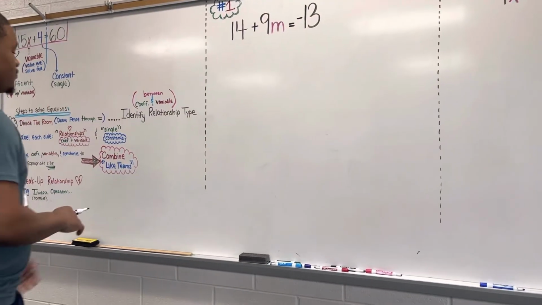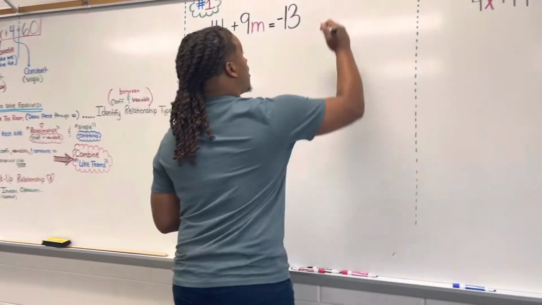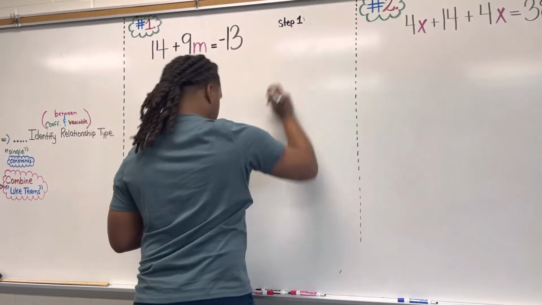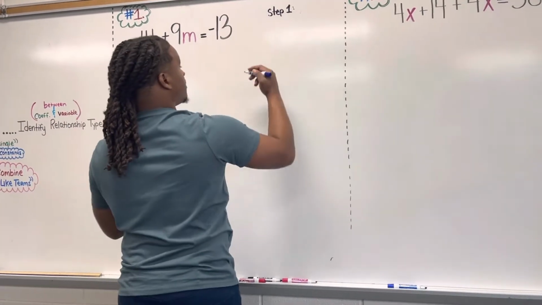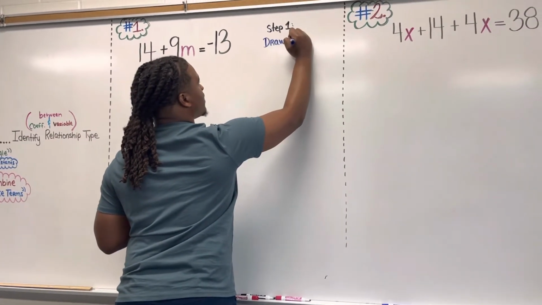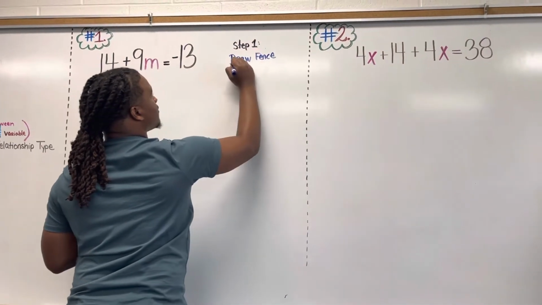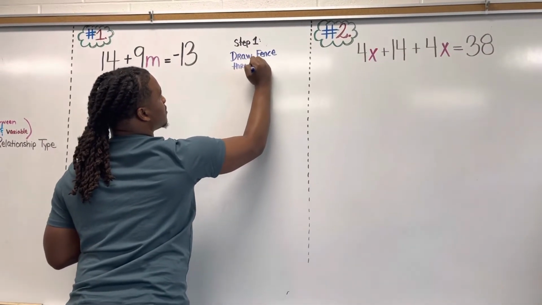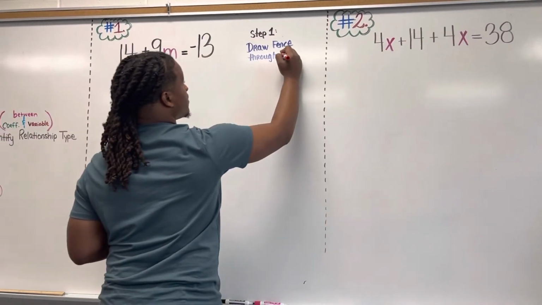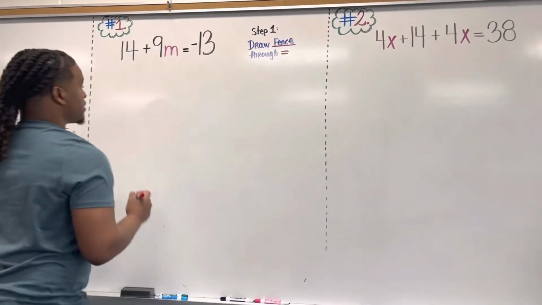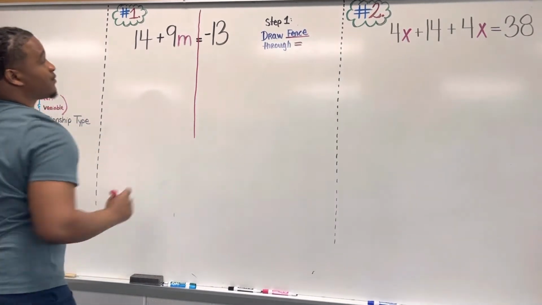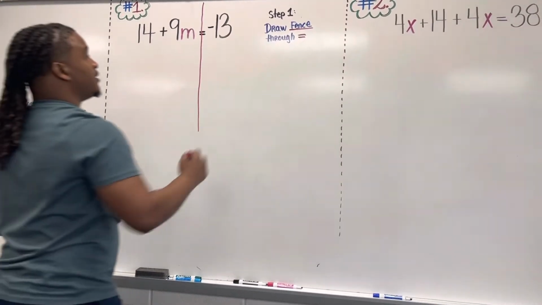So the first thing that we have to do in order to solve an equation, I'm going to put step one, is to draw a fence through the equal sign. That's all we need to do first. We need to draw a fence through the equal sign. So I'm doing that right now. And the reason why is because we want to divide the room. That's what I call it, dividing the room. So this is step number one.